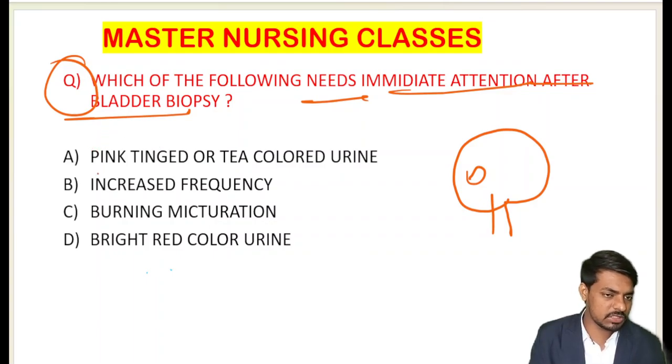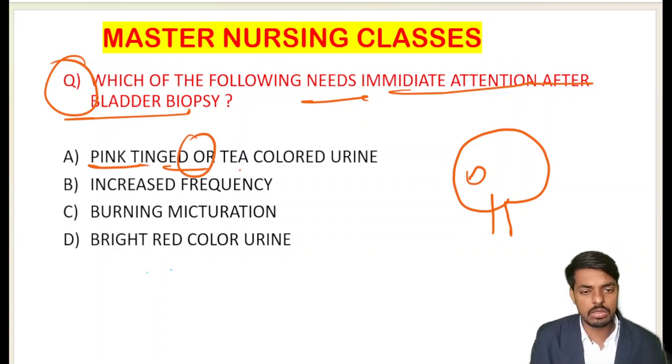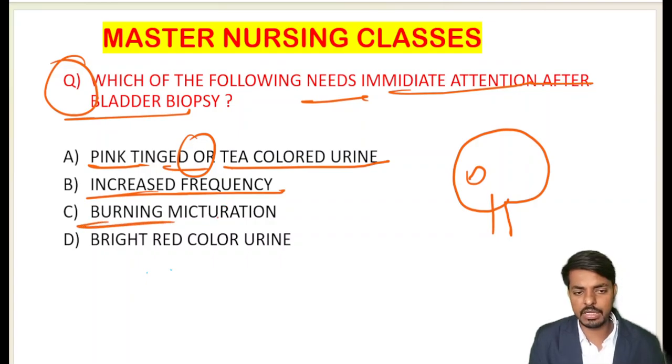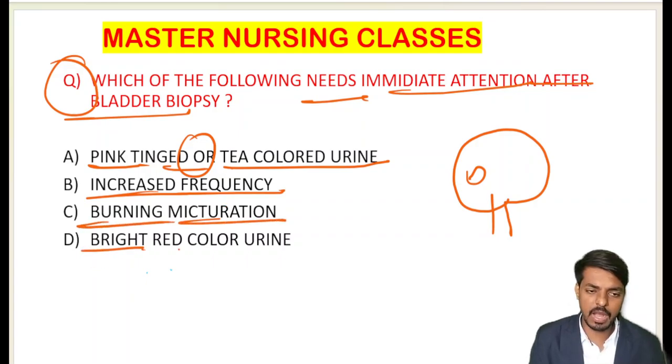Try to answer this question. I am waiting for your answer in the comment box. Option A is pink-tinged or tea-colored urine. Option B is increased frequency. Option C is burning micturition. Option D is bright red colored urine. So read the question till the end. Don't put option A as the correct answer.